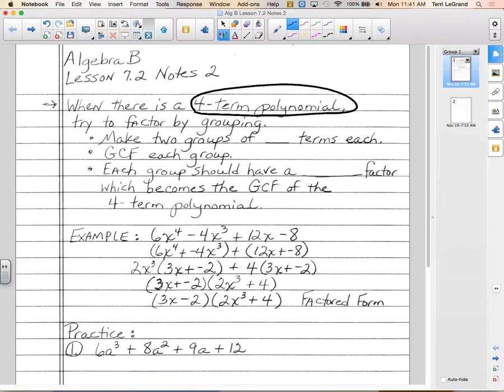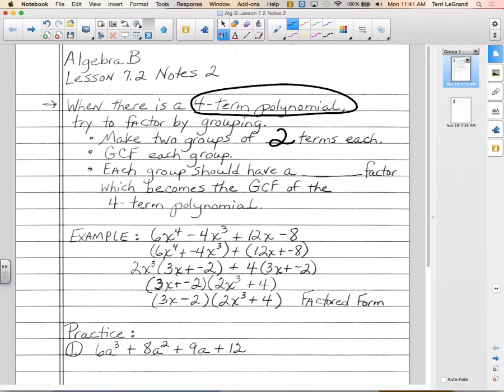So here are the steps. When you have a four-term polynomial that you're going to try to factor by grouping, you're going to make two groups of two terms each. So a four-term polynomial, we're going to divide it into two groups. And there are going to be two terms in each of those groups. Okay? Then we're going to GCF each group, as if we had two separate polynomials. We're going to GCF the first two terms. We're going to treat them as their own polynomial. We're going to GCF the other two terms. We're going to treat them as their own polynomial.